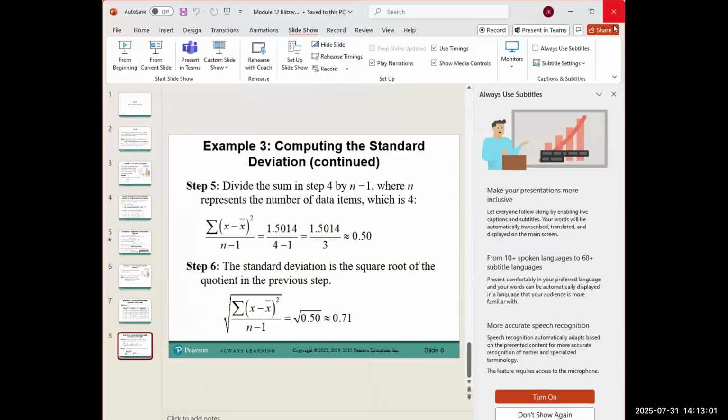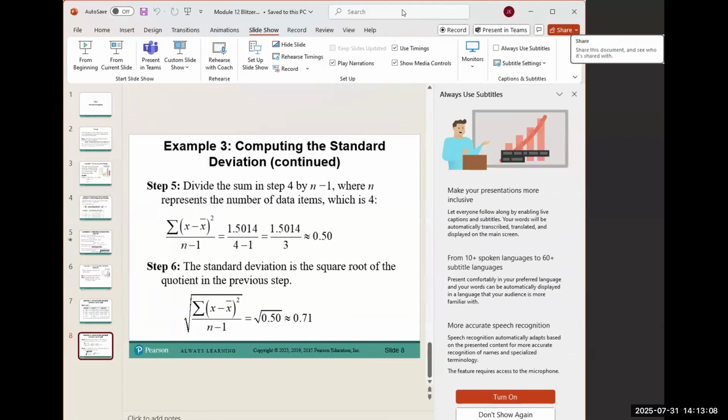It tells me actually a lot more that's beyond the scope of this class, but if you take a statistics class, then you will study all of those things.